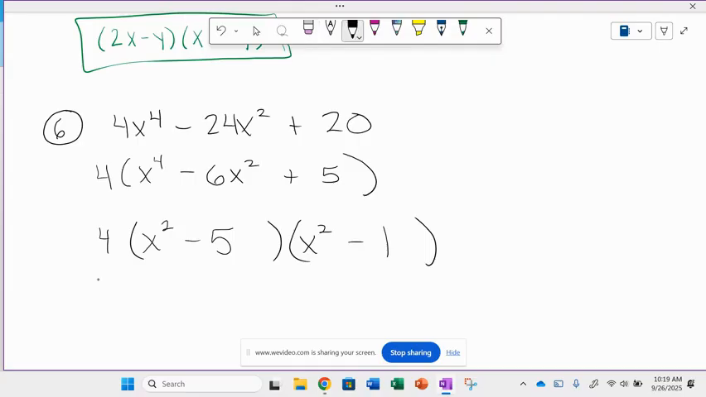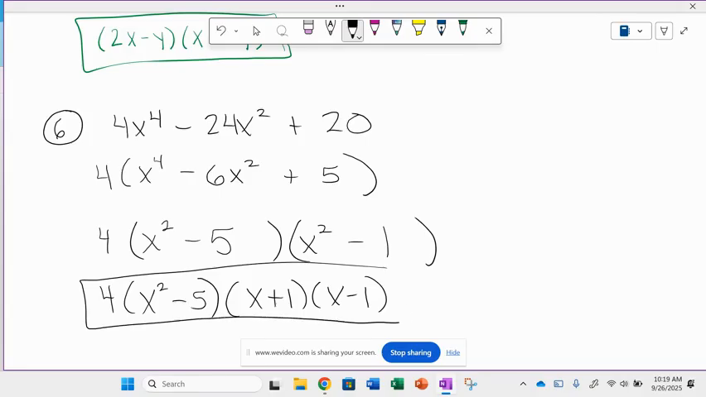So this becomes 4 times the quantity of x squared minus 5 times x plus 1, x minus 1. So I look one more time. Is there anything else that can be factored? No. So this is my factored form.